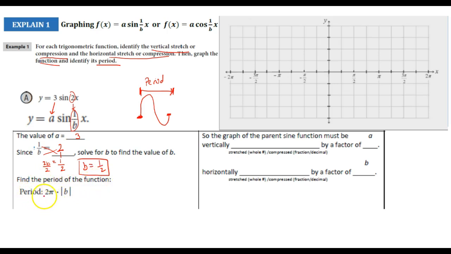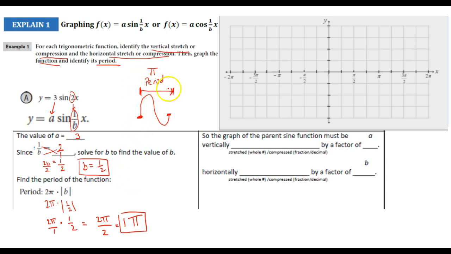Just so you know, the period of the function can be found by multiplying 2 pi times our b value, which in this case is 1/2. Now notice I have absolute value bars. What's the absolute value of 1/2? Well, that would just be 1/2. And we could use a calculator, but I believe in you guys. You can do this. 2 pi times 1 would be 2 pi. 1 times 2 would be 2. And 2 divided by 2 would be what? 1, right? So the period that it takes would be about pi.